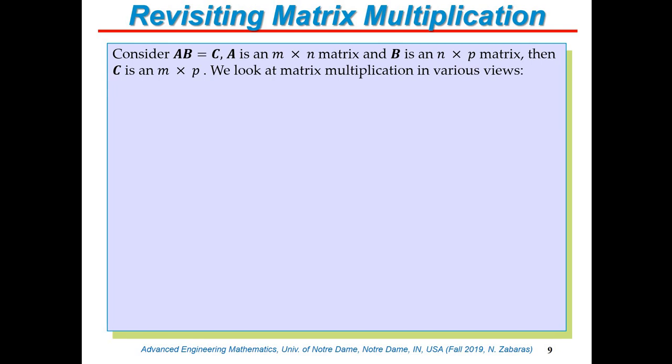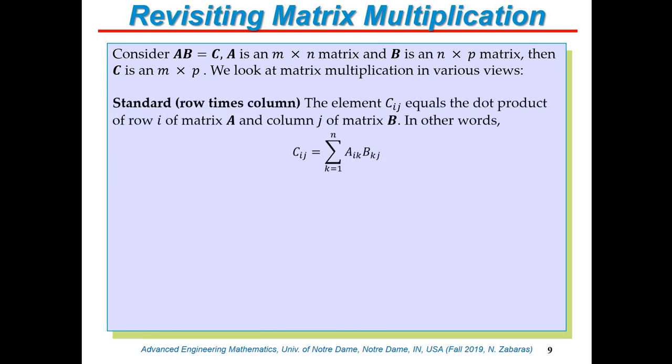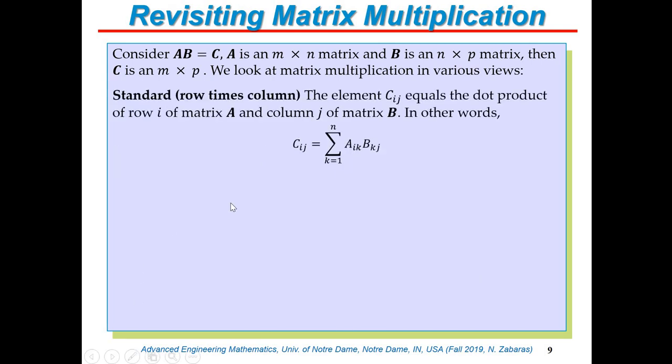So the classical way that you look at the multiplication of A times B is by multiplying, for example, the i row of matrix A with the j column of the matrix B to get the element Cij. And this summation here is nothing else but the i row of A with the j column of B. If you take the inner product of those two, you get basically the element Cij.